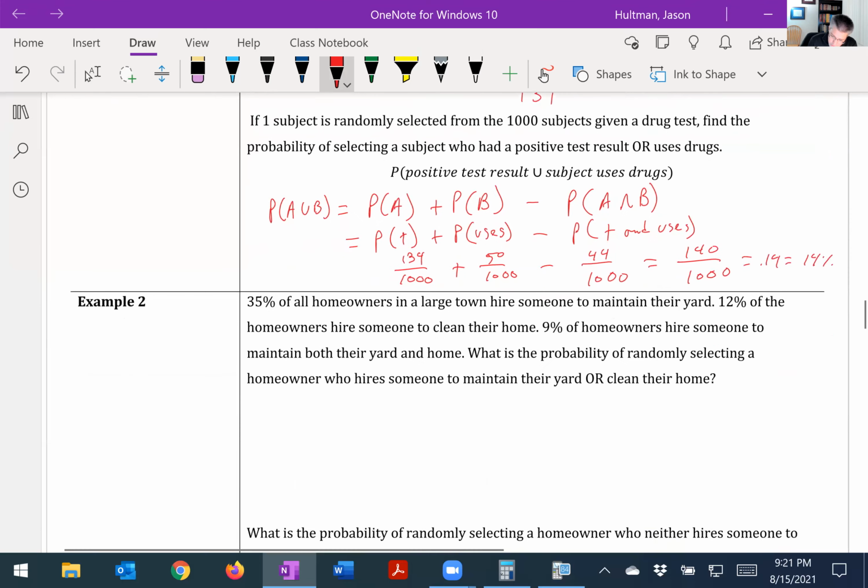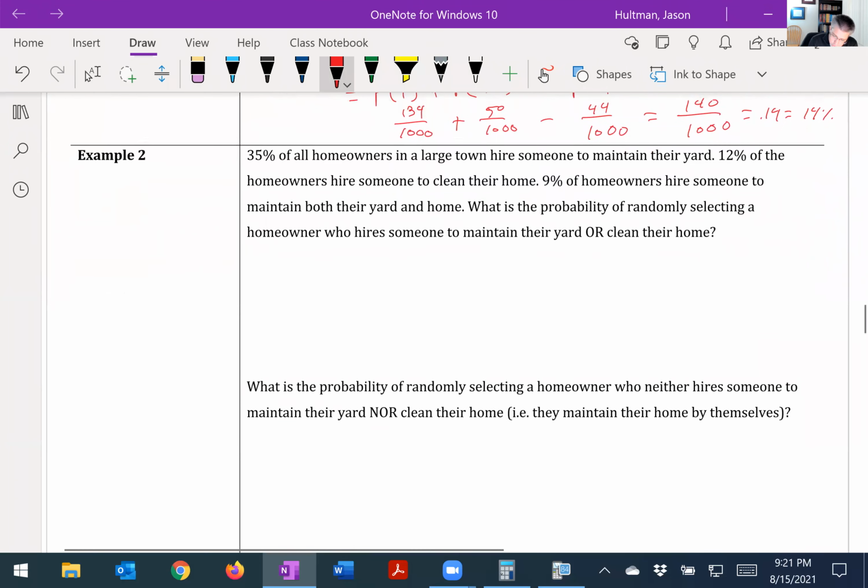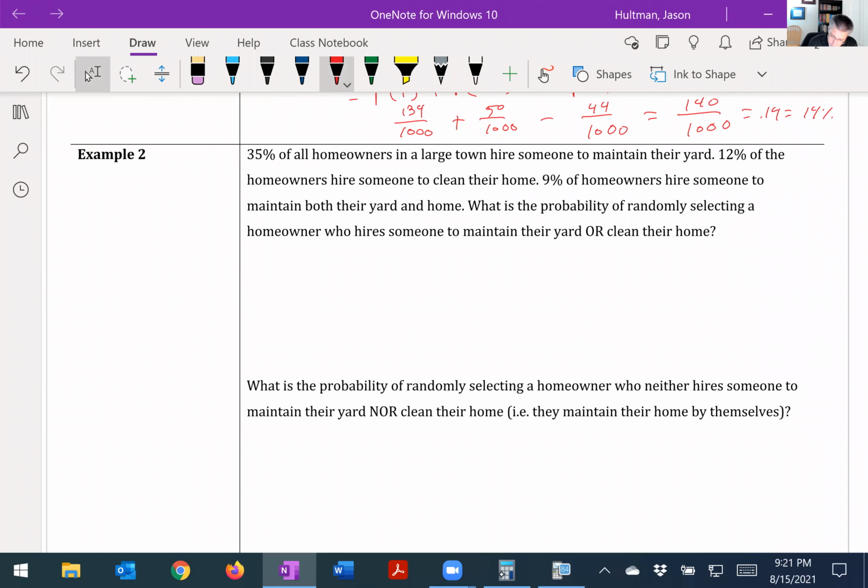Okay, let's do another example. 35% of all homeowners in a large town hire someone to maintain their yard. 12% of the homeowners hire someone to clean their home. 9% of the homeowners hire someone to maintain both their yard and their home. What is the probability of randomly selecting a homeowner who hires someone to maintain their yard or clean their home?